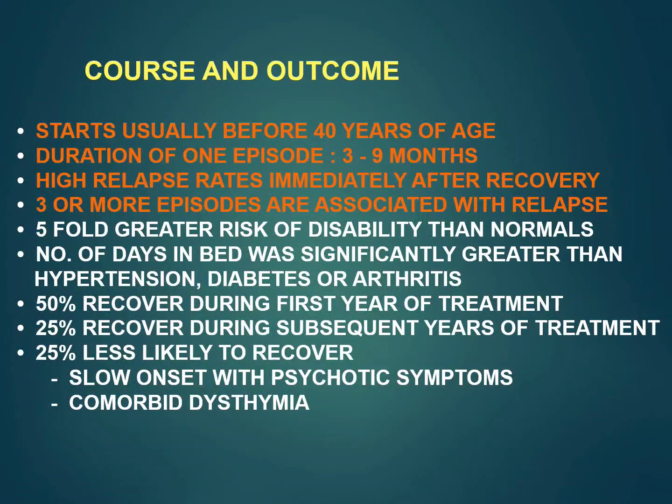50% recover during the first year of treatment, 25% recover during the subsequent years of treatment, and 25% are less likely to recover. Slow onset with psychotic symptoms, again less likely to recover soon. It's a bad prognosis. Comorbid dysthymia, again a bad prognosis. Most of the mental disorders with insidious or slow onset have a bad prognosis. An acute onset illness has a good prognosis.